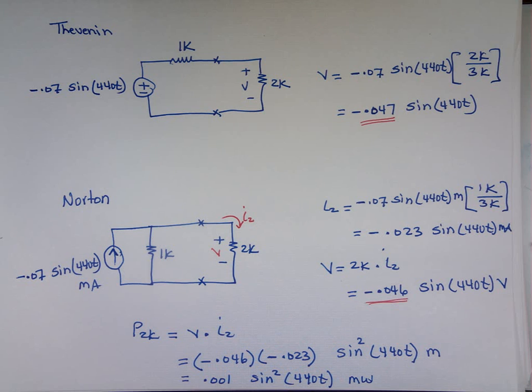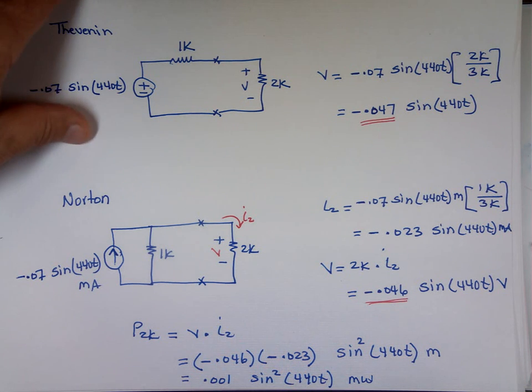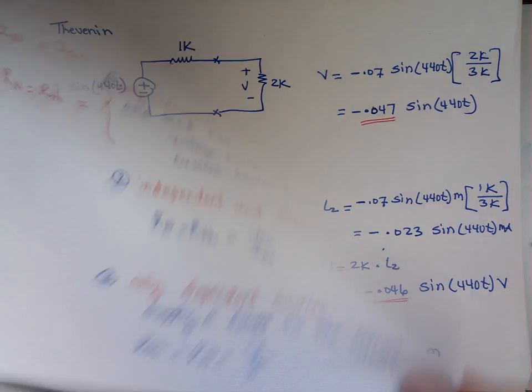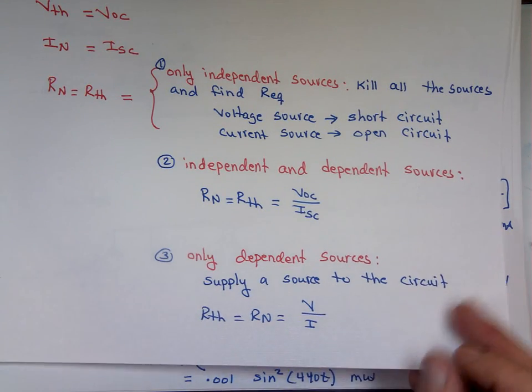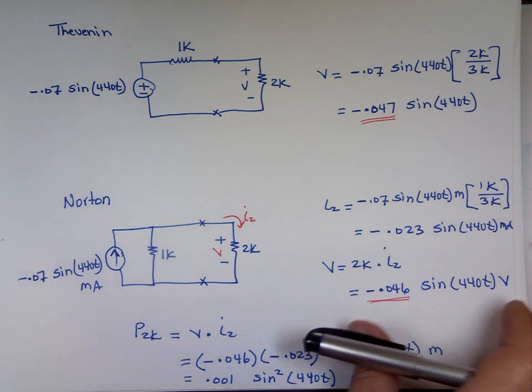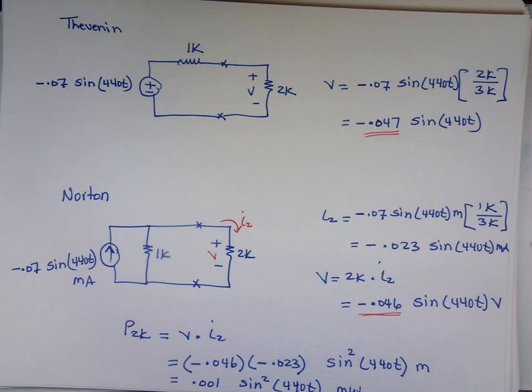Here we go. What about if your circuit has only dependent sources? We have time to squeeze one in. And if you remember my summary here, I said if you only have dependent sources, we are going to supply a source to the circuit. And you can add any source, either current or voltage, any value that you want, because we do a ratio. And the ratio is not going to change.